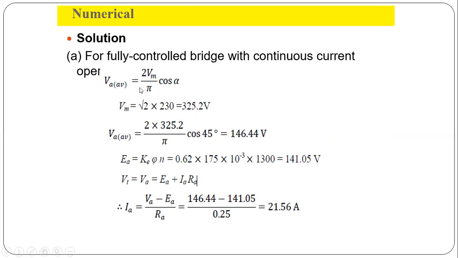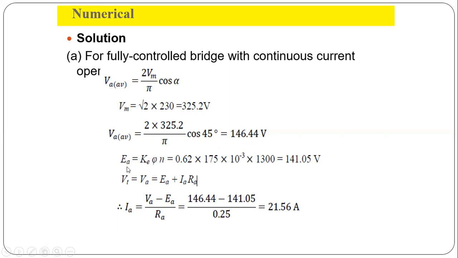Now put this value in the above equation, 2 Vm by pi cos alpha. If we put this value in this equation, we will get 2 into 325 divided by pi into cos 45. Cos 45, where alpha, the firing angle, is given here. So we will get 146.44 volt. So this is the average output voltage.